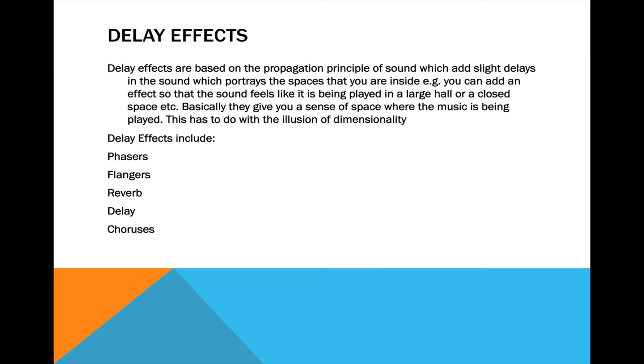The second category we have is the delay effects. The delay effects are based on the propagation principle of sound, and they add slight delays in the sound which portray the space that you are inside. For example, you can add an effect so that the sound feels like it is being played in a large hall, or a closed space, or maybe an open space. Basically, they give you a sense of space where the music is being played, or you can say an illusion of dimensionality. It gives you a 3D perspective of sound.